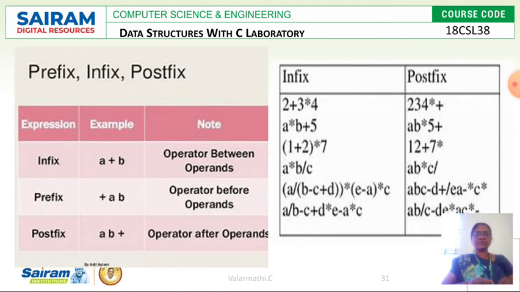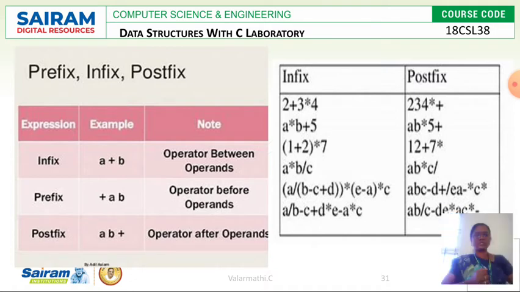The second one is prefix. From the name itself, it is prefix because of the place of the operator. In a prefix operation, the operator goes first. So plus a b is the correct format of prefix operation, where plus is the operator, then the first operand, then the second operand go. So the sequence is: first the operator, second the first operand, and third the second operand. Likewise it is converted.